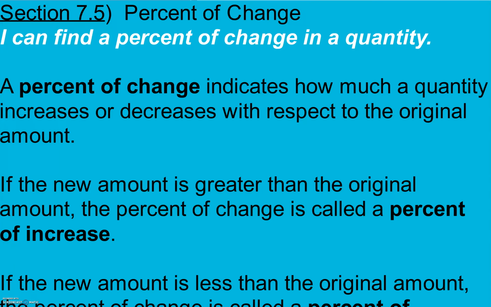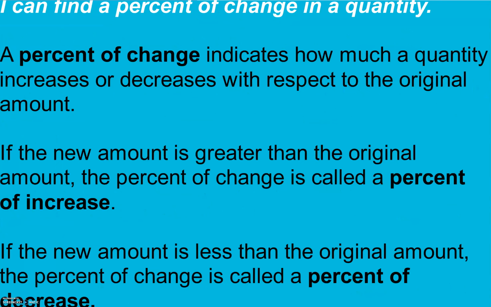Section 7.5 is percent of change. I can find a percent of change in a quantity. A percent of change indicates how much a quantity increases or decreases with respect to the original amount. If the new amount is greater than the original amount, the percent of change is called the percent increase. We started somewhere, got bigger, that's an increase, so it's a percent of increase.